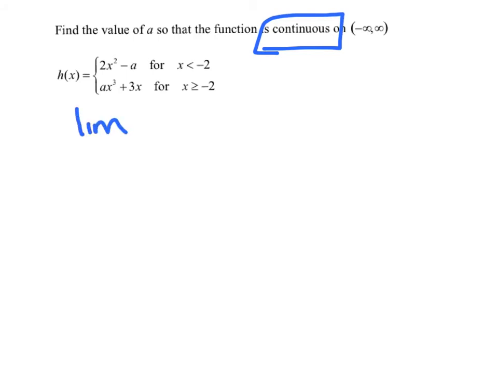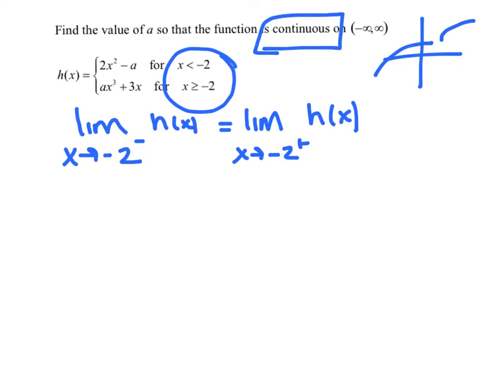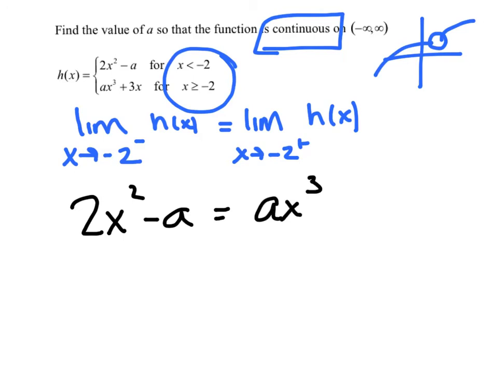The limit as x approaches, here's the number I care about, my breakpoint, negative 2 from the left of h of x has to equal the limit as x approaches negative 2 from the right side of h of x. Okay, first my limit has to exist before I can even figure out what that point is. I got to show this limit exists first. So all I'm going to do is set those two equations equal. 2x squared minus a equals ax cubed plus 3x. It's that simple. Set the equations equal.